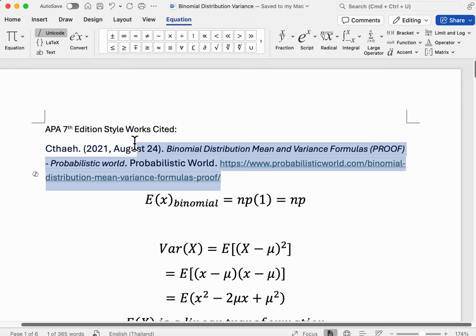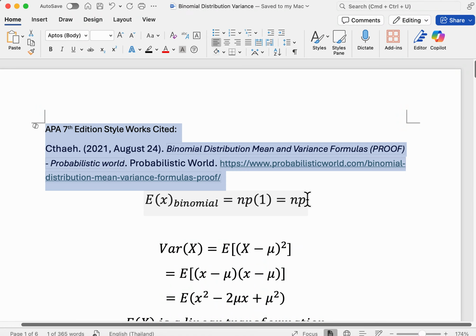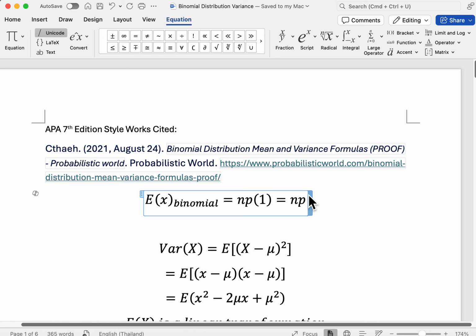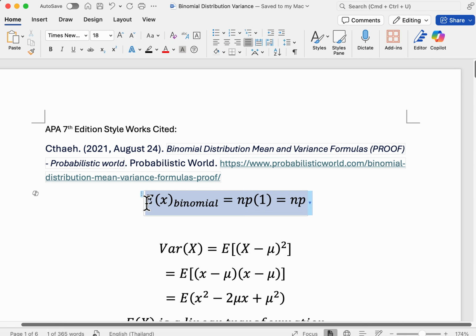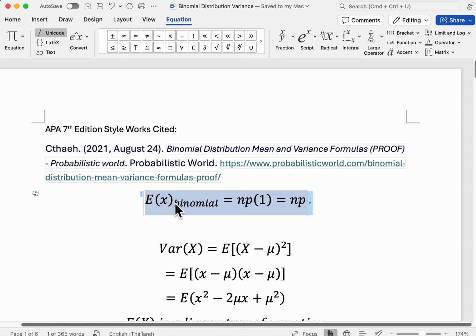With reference to this particular blog post by Probabilistic World, I'm going to derive the second raw central moment of a probability distribution, which is essentially the variance of a probability distribution again. And to do this, we're going to reuse the fact that the first central moment of a binomial distribution is the number of trials times the probability of success, or NP.